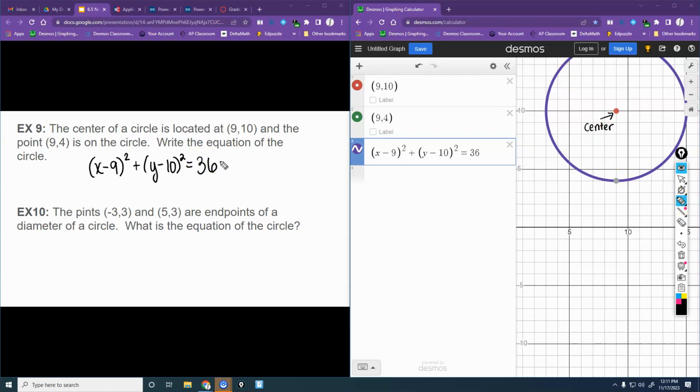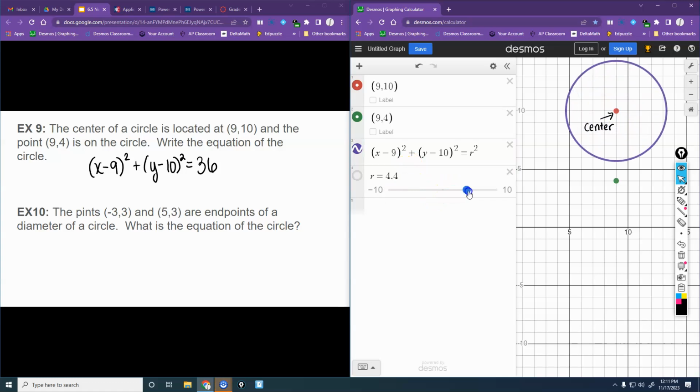Here's another option for you. Let's say that you didn't realize that you could count that. You can do r squared right here and tell it to add a slider. And then you can change it until it goes through that point, which happens right there at 6, so that your radius is 6 there. This would be more helpful if it was like a point over here that didn't actually go through the point exactly. And most of the time these are multiple choice, so you can just type in your answer choices and see which one matches. Okay, questions there?